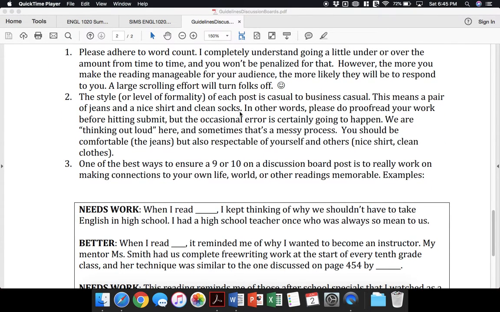One of the best ways to ensure a 9 or a 10 on the discussion board post is to really work on making connections to your own life, world, or other readings memorable. So there are some examples at the bottom of the guidelines, but really this is where that synthesis comes into play. Making connections is what the synthesis is all about.